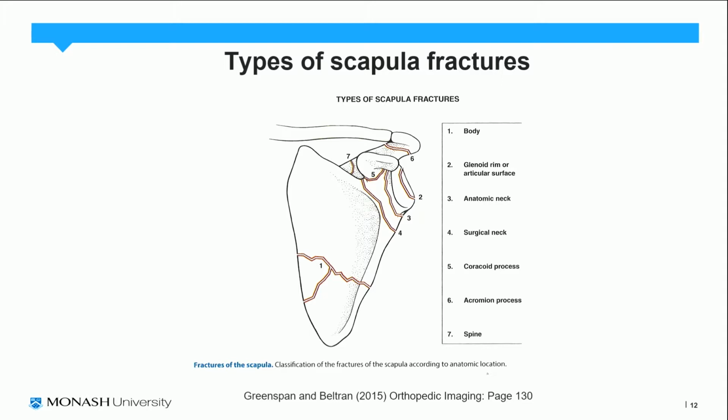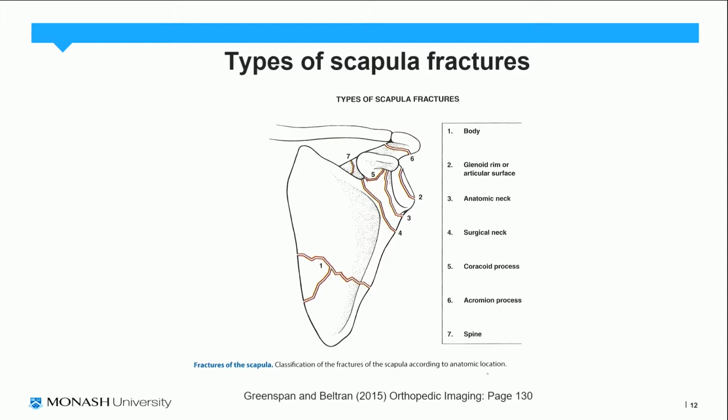Scapular fractures can be classified according to the part of the scapula where the fracture has happened. A type 1 scapular fracture is a fracture of the body. Type 2 is a fracture of the glenoid rim or articular surface. Type 3 is the anatomical neck, type 4 the surgical neck.